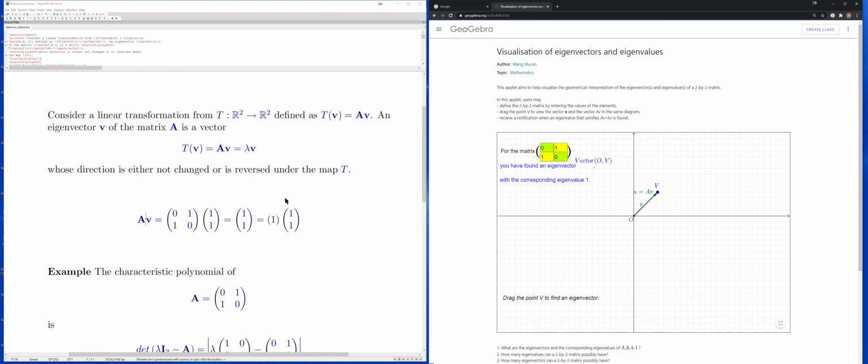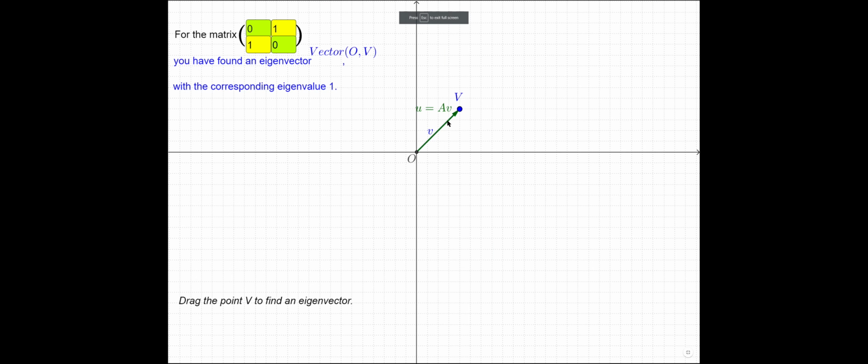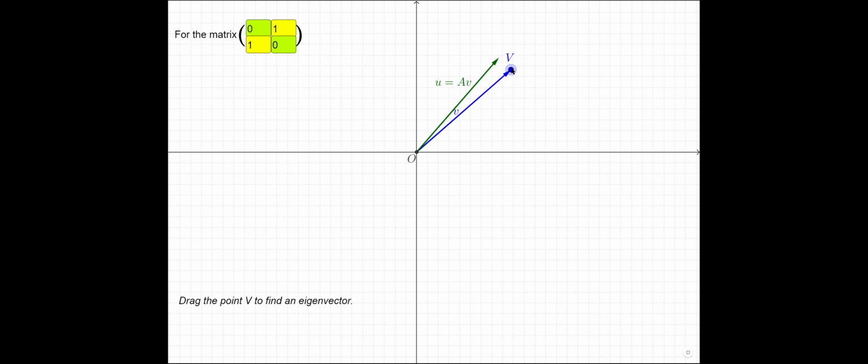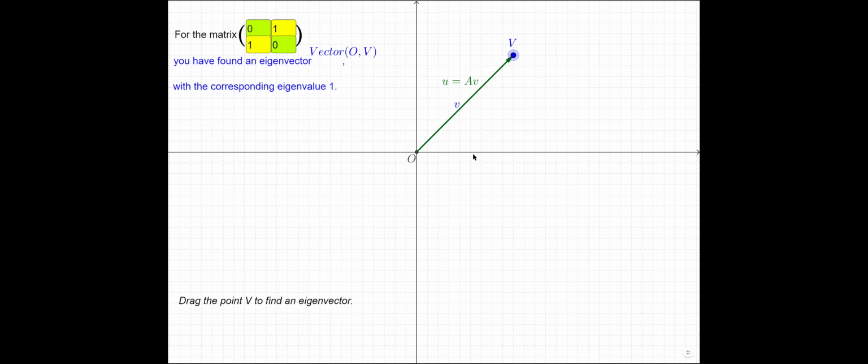Next, you want to notice that it works if I have the x component equal to the y component, for example the vector 4, 4. If I use a larger vector here, but the x component is still equal to the y component, that is also an eigenvector.